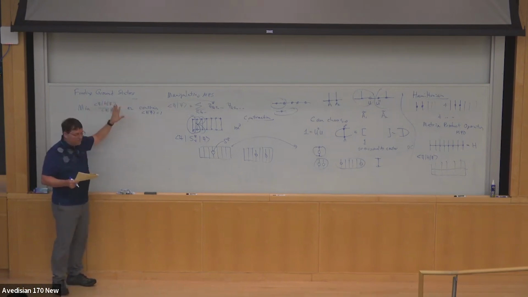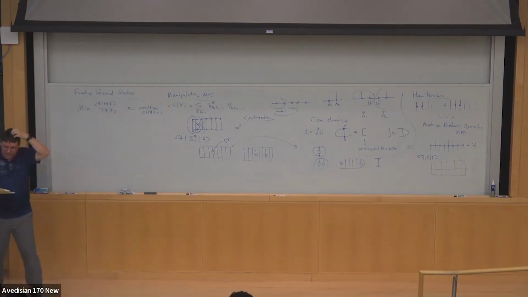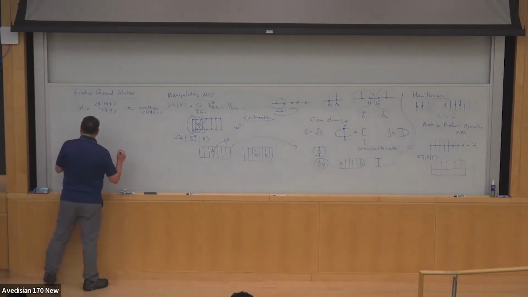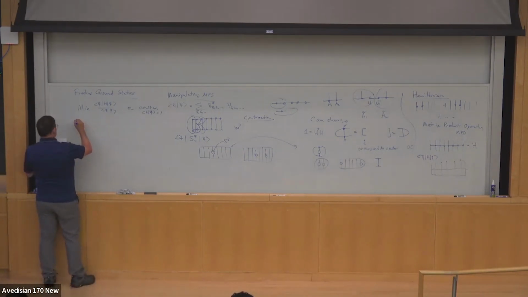So this just doesn't work. It's very slow to get there, and of course there are local minima and stuff. Another way to do it, which is much better but still not as good as DMRG, is imaginary time.